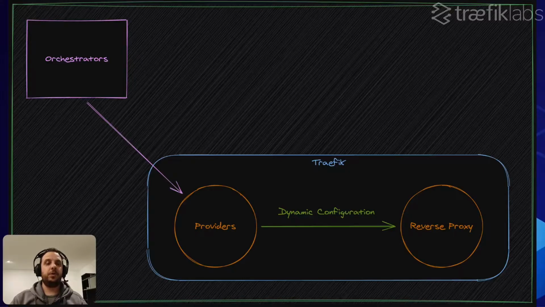A provider is a component that connects to your orchestrator API, listens to all the orchestrator events, and creates a dynamic configuration. And this dynamic configuration configures the reverse proxy. It configures, for example, routers, load balancers, middlewares, or TLS stuff. Now let's go into the code.